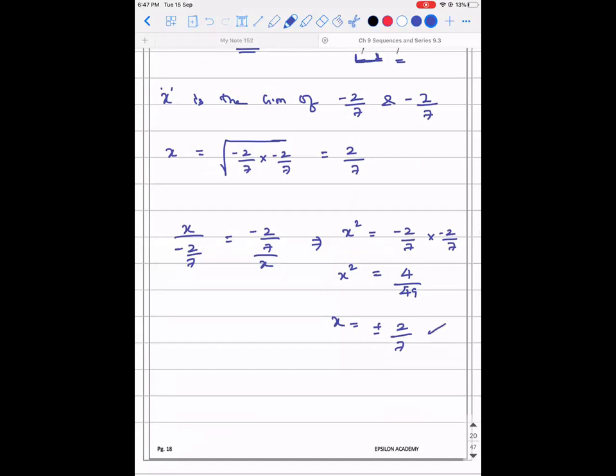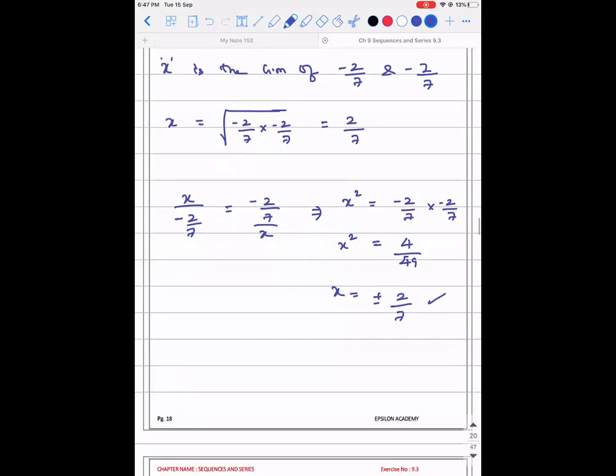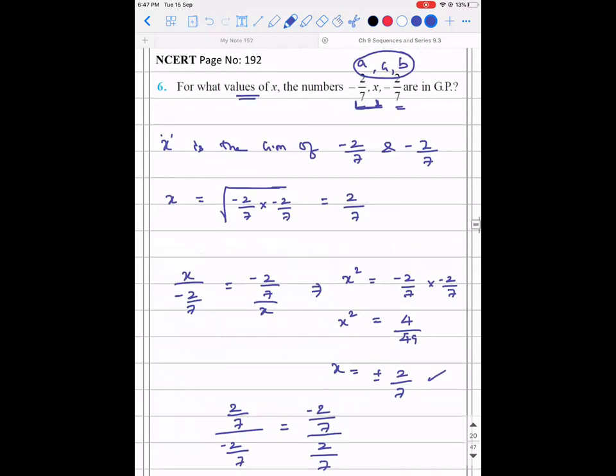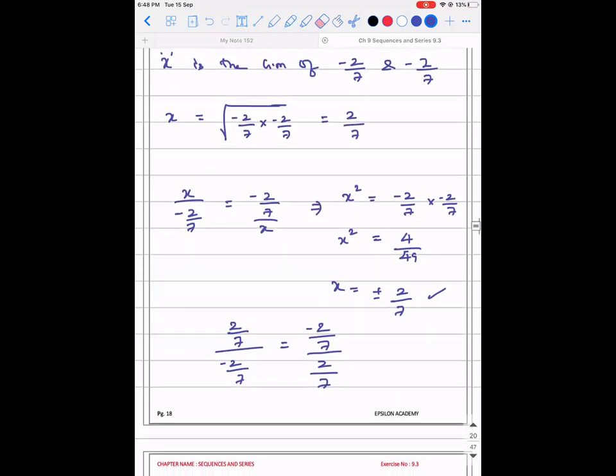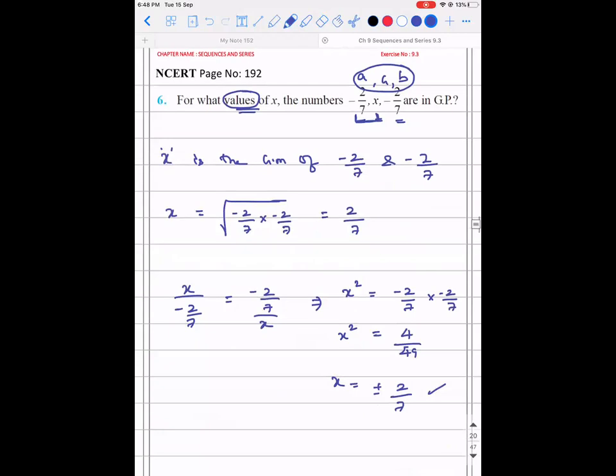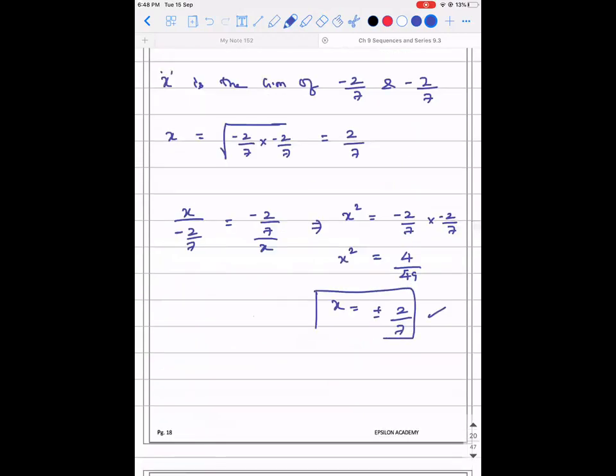I got the same condition. So plus or minus 2 by 7, check which number is satisfying. 2 by 7 divided by minus 2 by 7 is equal to minus 2 by 7 divided by 2 by 7. This is right. Minus 2 by 7 is also right. So what are the values of x that it can take? Either plus 2 by 7 or minus 2 by 7. That is why, if you see the question, they didn't use the word value. They used values of x. There are two values that are possible, 2 by 7 and minus 2 by 7. Okay, sir, understood. And follow this method.